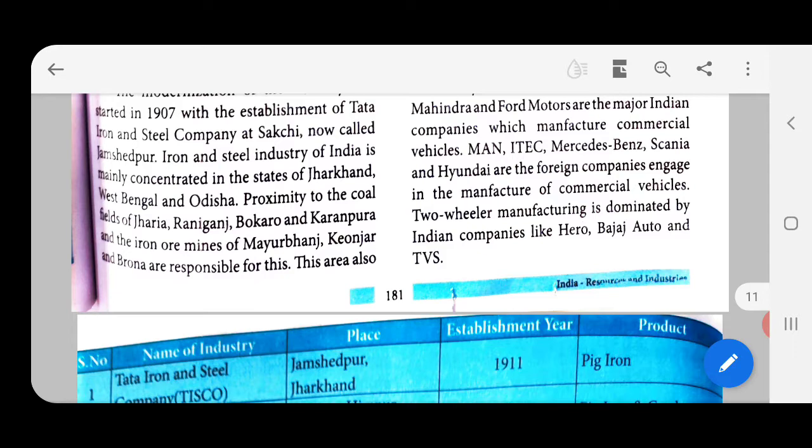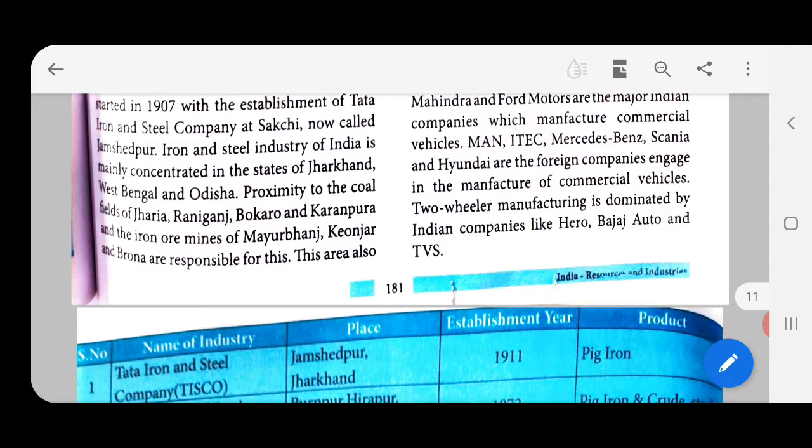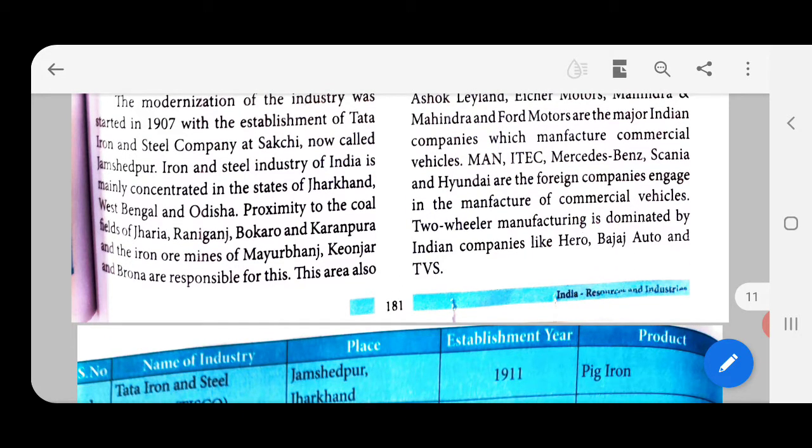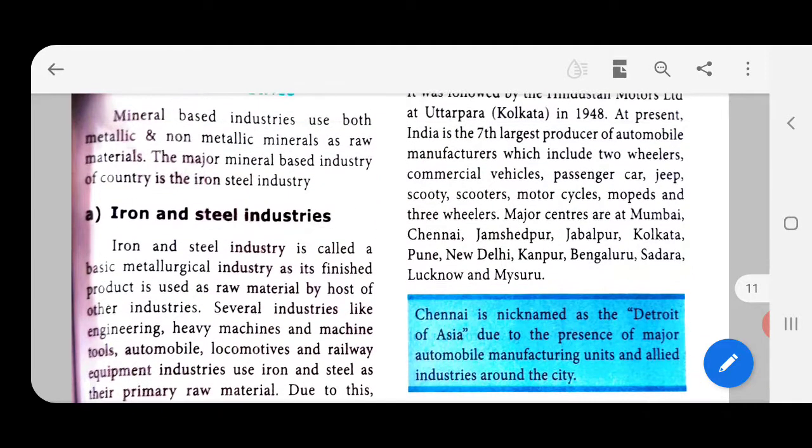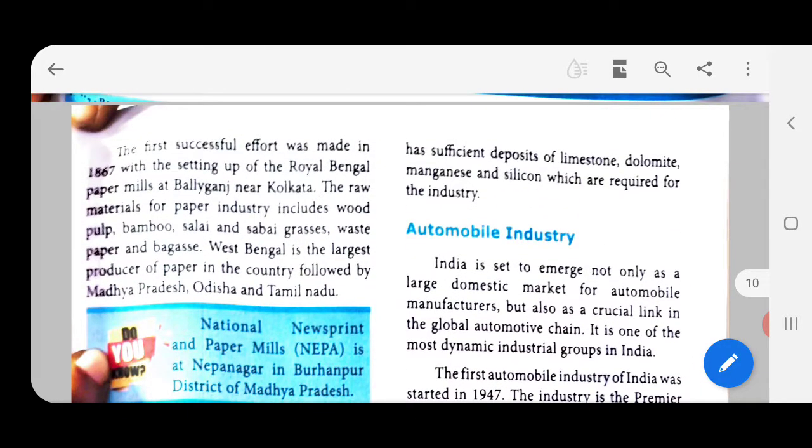Proximity to the coal fields of Jharia, Raniganj, Bokaro and Karanpura, and the iron ore mines of Mayurbhanj, Keonjhar and Barbil are responsible for this. So, here if you see, they need coal fields, so they have all these industries next to their coal fields. This area also has sufficient deposits of limestone. These are the types of rocks, dolomite, manganese and silicon, which are required for the industry.